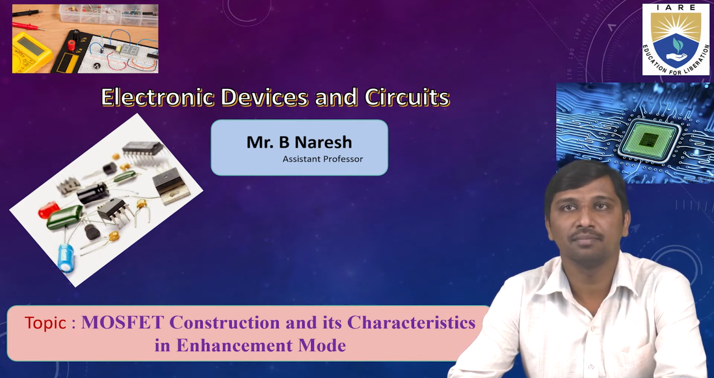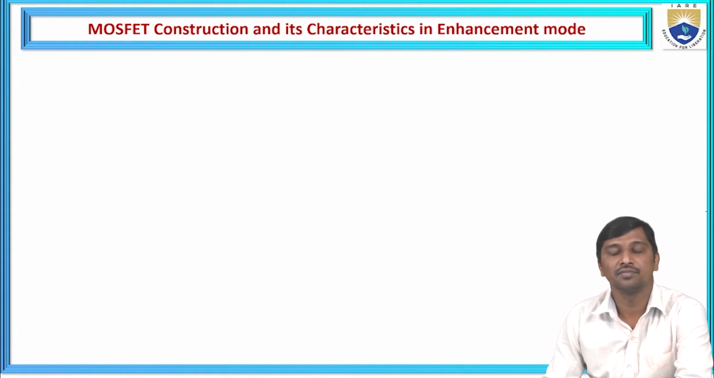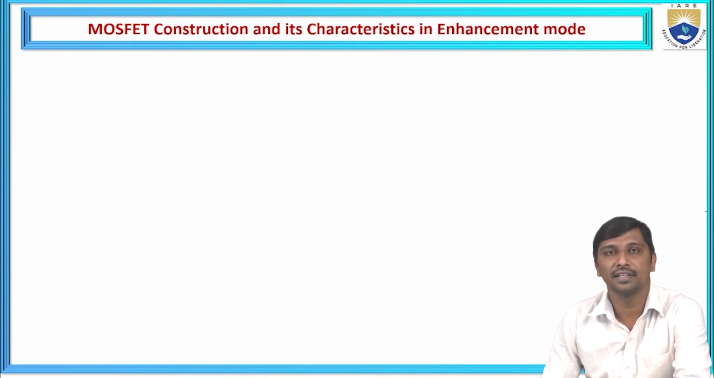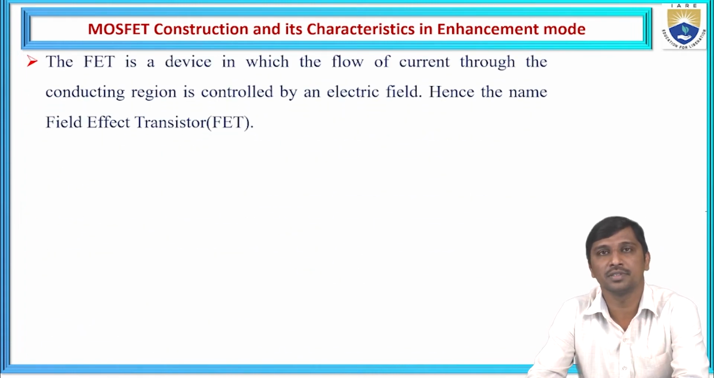Today's topic is MOSFET construction and its characteristics in enhancement mode. Before going to the MOSFET construction, first we'll discuss what the FET is. The FET is known as the field effect transistor. It is called a field effect transistor because the applied electric field controls the flow of current in a given material.